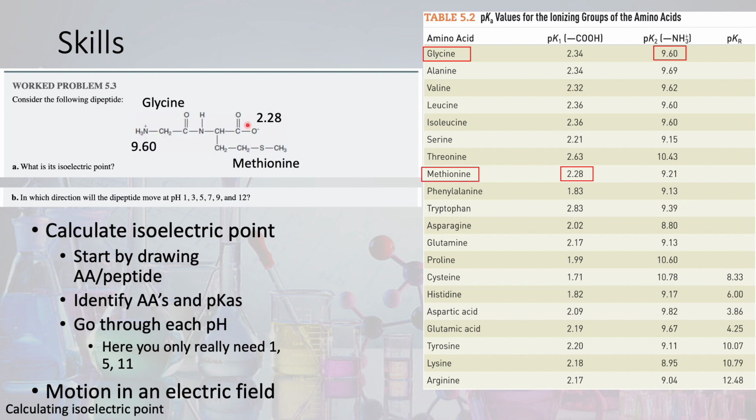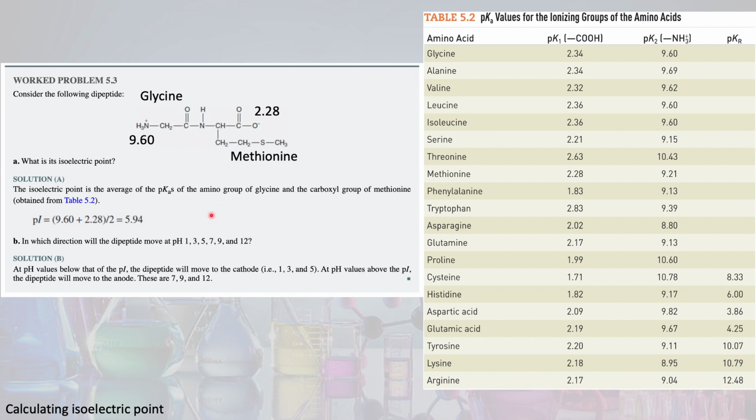So after doing that, all we have to do is take the average of our pKa's that straddle that pH. I believe it comes up on the next slide. So you really just take the average of this. So you add 11.88 divided by 2, and you should get roughly 5.5.